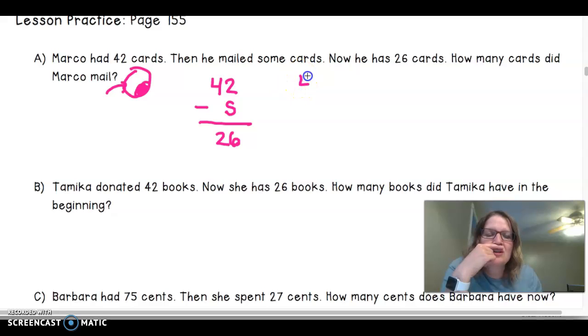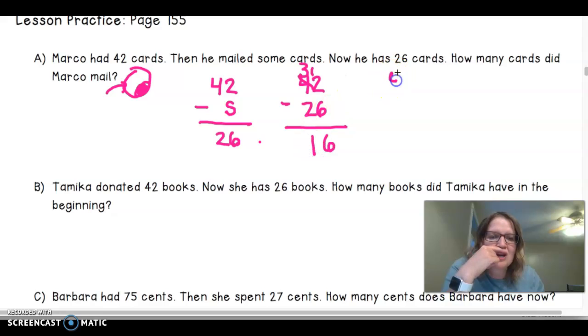What if we took 42 and we subtracted 26 from it? That would give us this number in here as well, because we can add these two numbers and it will give us 42. So I'm going to subtract these two numbers. Let's see if that will work. 12 minus 6 is 6. 3 minus 2 is 1. Let's check.